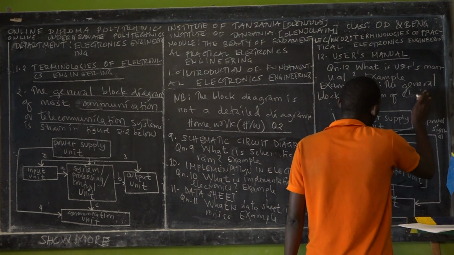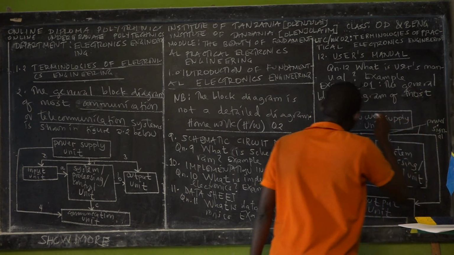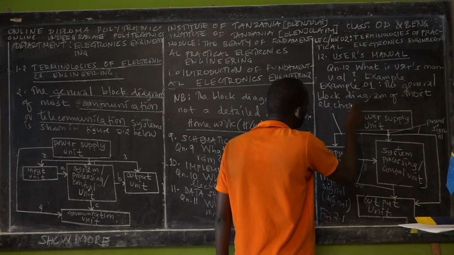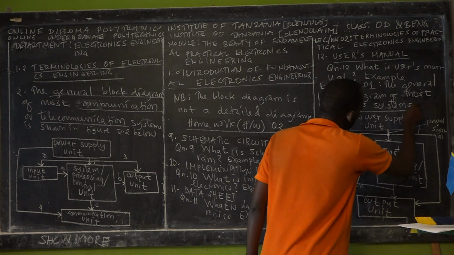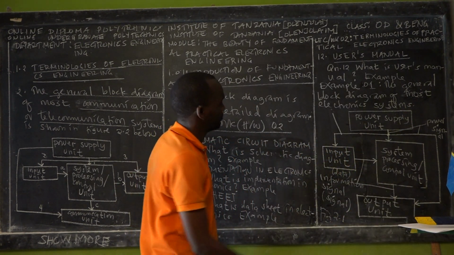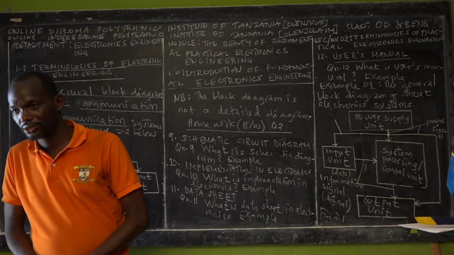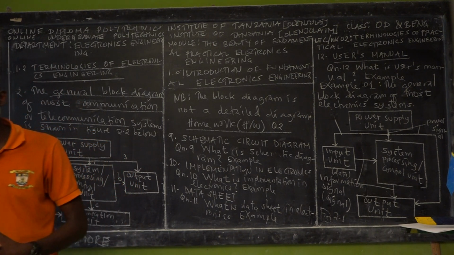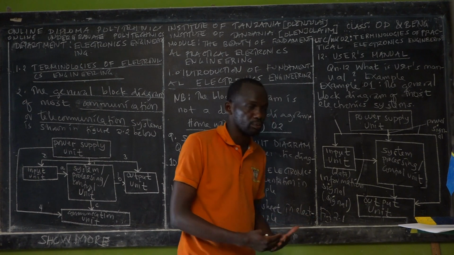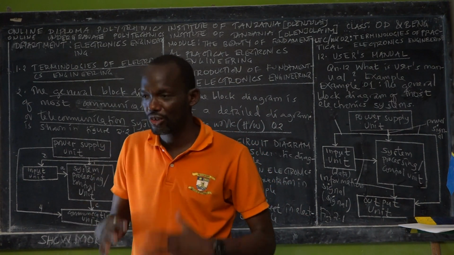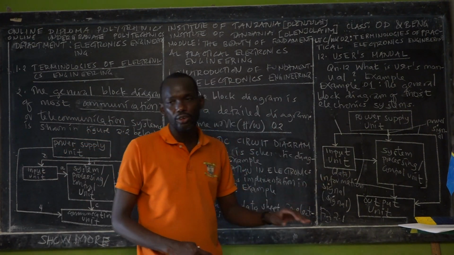The general block diagram of most, not all, but most electronic systems. Actually this general block diagram has 4 blocks, and you will find these 4 blocks when you are trying to split any electronic system, whether it is simple or intermediate or complex. You can break it down into these 4 blocks.